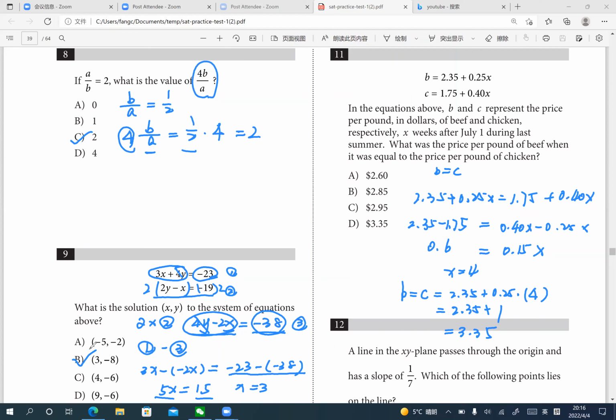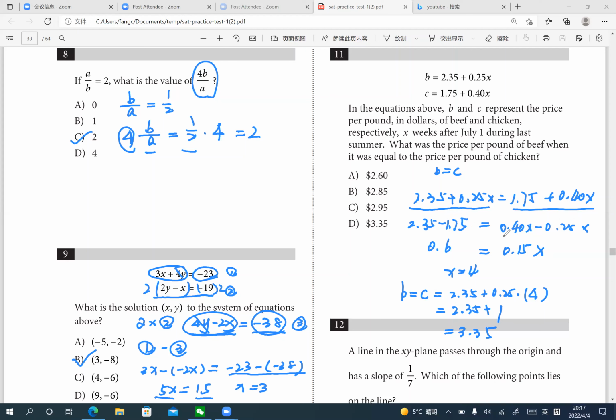So B represents the beef price per pound, and C represents the price per pound of chicken. When they are equal, B equals C. B equals 2.35 plus 0.25x, and C equals 1.75 plus 0.40x. Then we just need to solve for x.